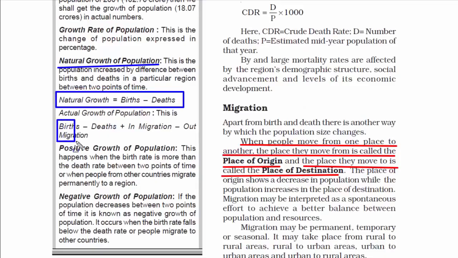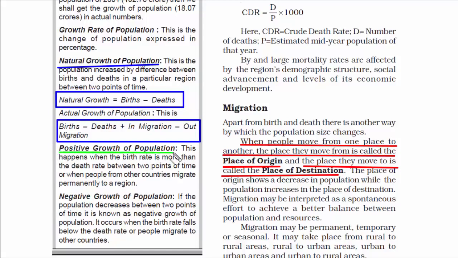Now on the other hand, to find the actual growth of population, we will have to do a little more calculation. We just need to add and subtract the migrants. The formula is birth minus death plus in-migration minus out-migration. So we add the ones who moved into the new place and we subtract the ones who left the place.